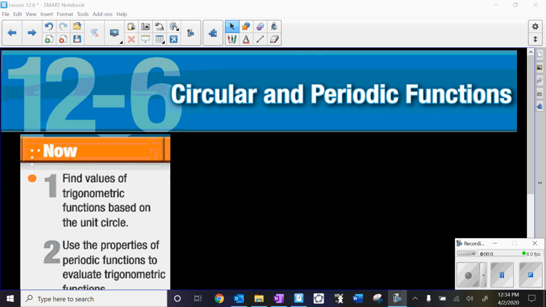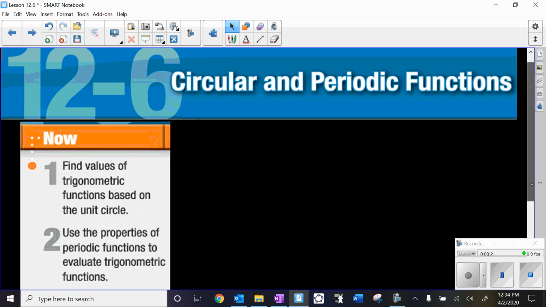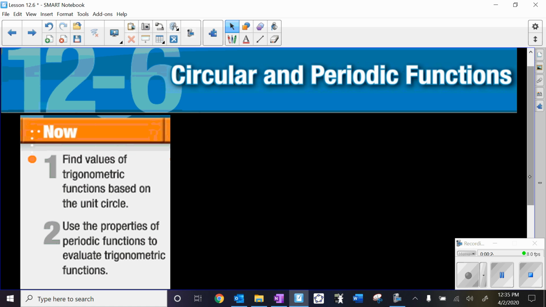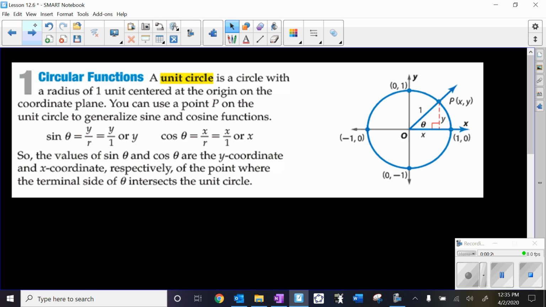Section 6, we're going to look at circular and periodic functions. These are actually the trig functions that we've been dealing with for the entire time: sine, cosine, really tangent, but I think we're just going to focus on sine and cosine within this section. So we'll look at finding values of trig functions based on the unit circle, and then we'll also look at properties of periodic functions at the same time.